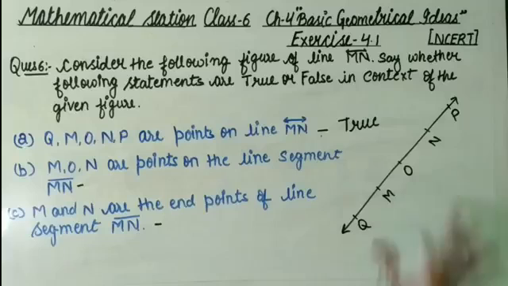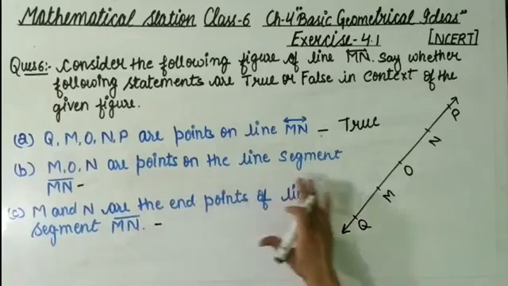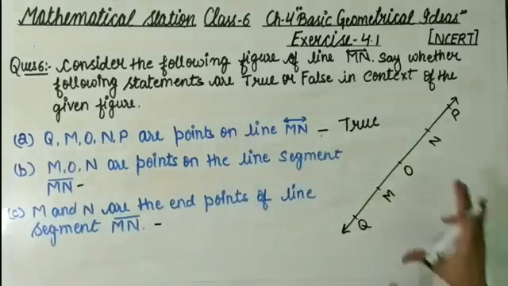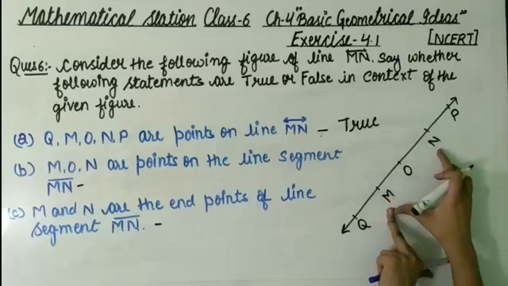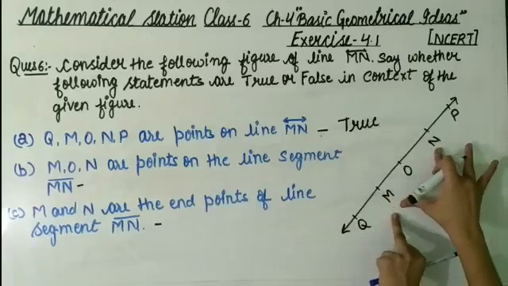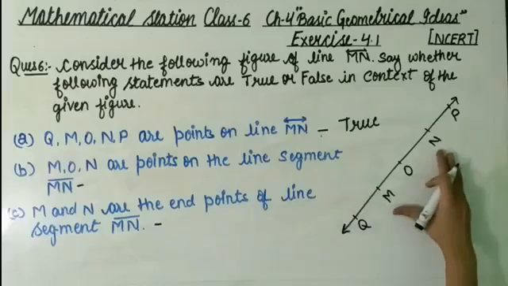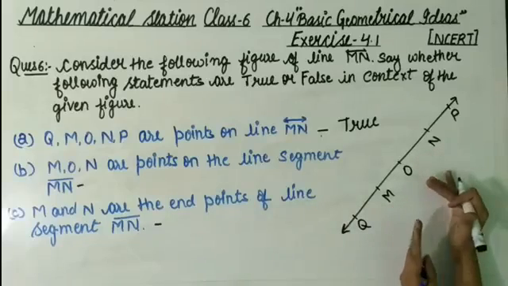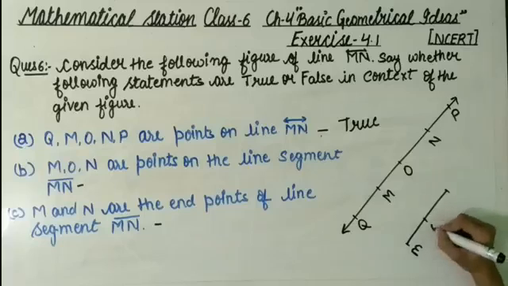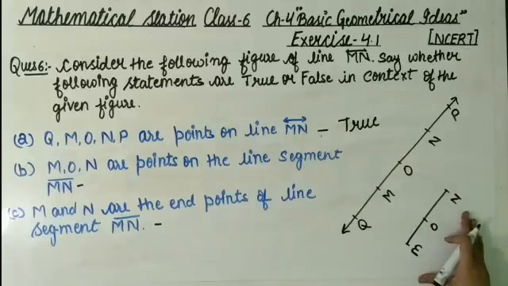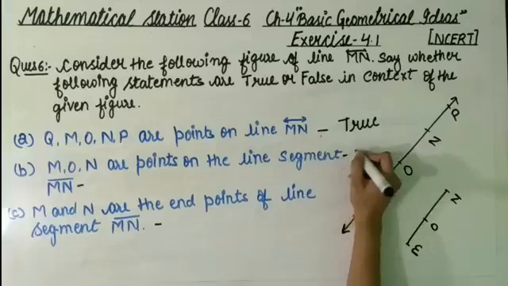Okay. Now next is: M, O, and N are points on the line segment MN. If we talk about line segment MN, then we will take the line from M to N only. We will not take Q and P points. Now we have to tell whether M, O, and N are points of line segment MN, and yes, they are the points of this line segment. So this statement is true. Okay, student.